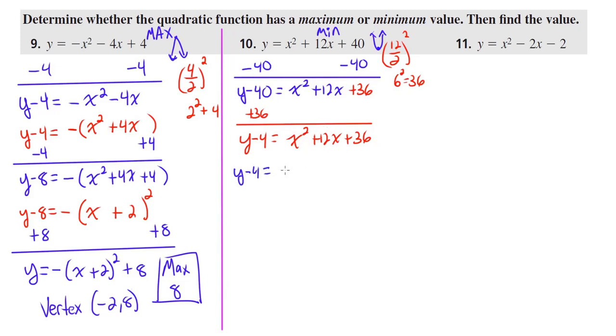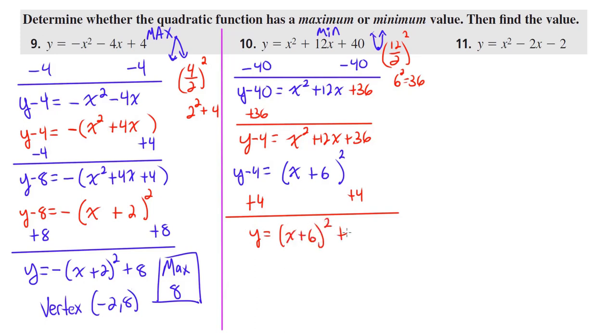Again, everything's positive, so this is an a plus b squared. So we get x, and 36 comes from 6. So x plus 6 squared, and then all we got to do is get rid of this negative 4, so we add 4 to both sides. And we get y equals x plus 6 squared plus 4. So that puts our vertex at the point negative 6 comma 4, and this is a minimum value, so the minimum is 4.